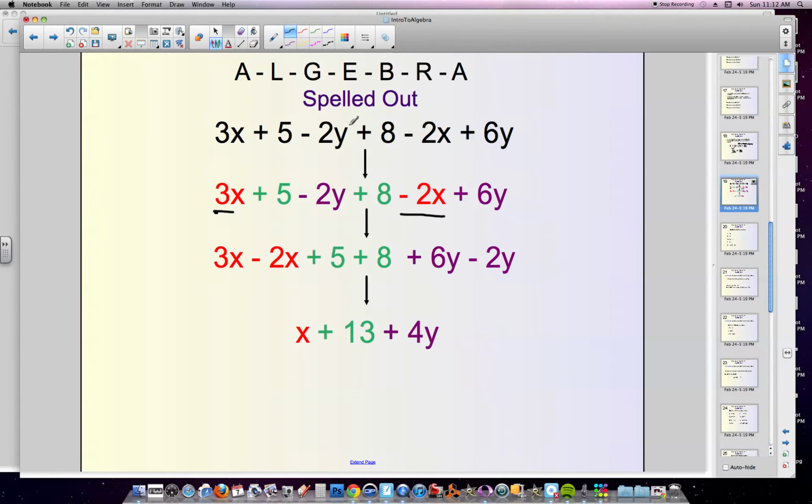So if I have 3 x's and I take away 2 of them, how many x's are left in this problem? 1x. And then I say, hey, here's 5 ones. There's no term associated to it, so that means it's just 5 ones. And here's 8 ones. So how many ones do I have total? Well, I've got 13 ones. And then I look over here and I've got minus 2 y's, and I've got 6 y's. So if I have 6 and minus 2, that leaves me with 4 y's. And I have now simplified this kind of scary looking problem into something that maybe isn't quite so scary.